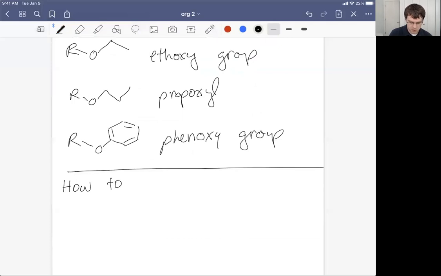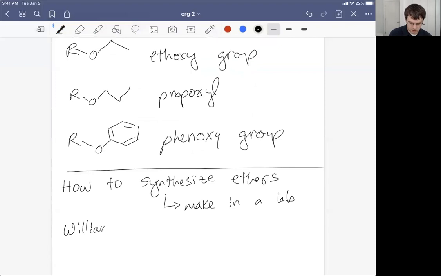So let's ask the question, how to synthesize ethers. Okay, so we have ethers. How do we synthesize them? And by synthesize, I mean make in a lab. Now, it turns out that a lot of these reactions that we're going to study are called name reactions. That is, they are named after the person that took credit for first developing them.